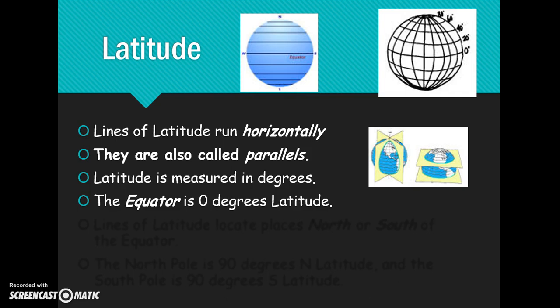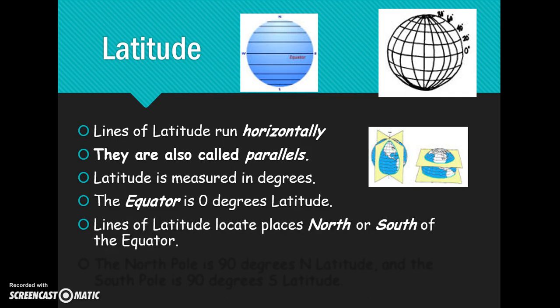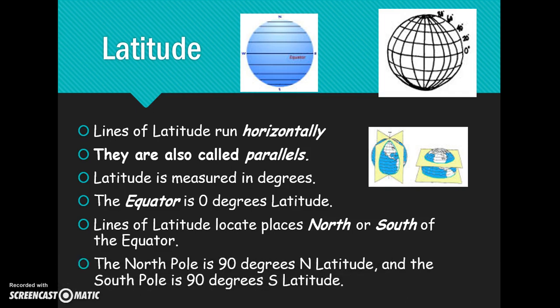We will learn several special lines of latitude, the first of which you've already heard of, and that is the equator, which is at 0 degrees. Lines of latitude locate places north and south of the equator. So we simply start at the equator, and in order to find our location, we either move north of the equator a certain number of degrees or south of the equator a certain number of degrees. The North Pole is located at exactly 90 degrees north latitude, and the South Pole is located at exactly 90 degrees south latitude.